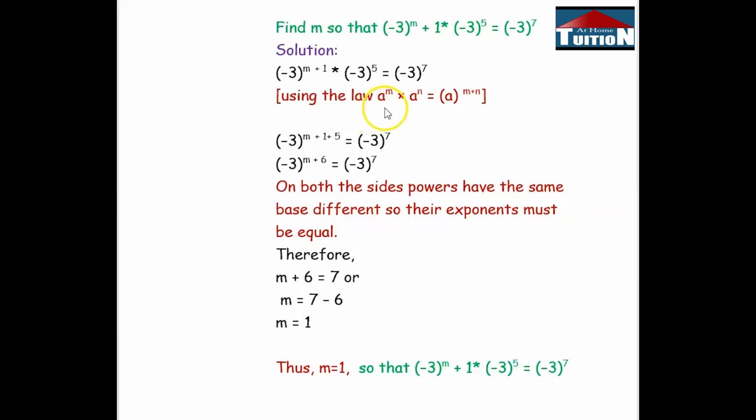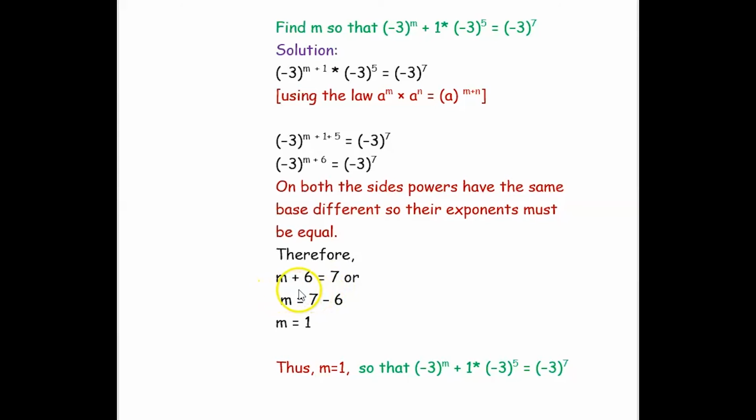So we can use the law a raised to the power m into a raised to the power n equal to a raised to the power m plus n. So we can rewrite the left side as negative 3 raised to the power of m plus 1 plus 5. So that will be negative 3 raised to the power of m plus 6, since 5 plus 1 is 6. On our right hand side we have the same negative 3 raised to the power of 7. See, on both sides the powers have the same base, but the exponents are different. So we can equate the exponents.